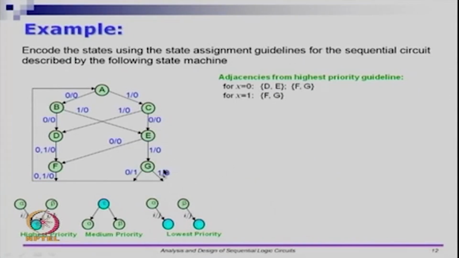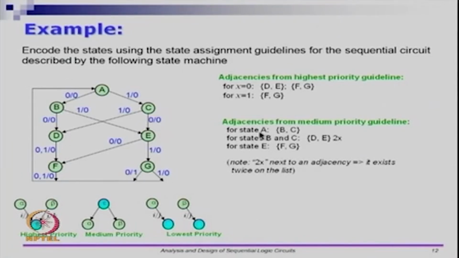Similarly, if you look at F and G, on 0 they both seem to go to A. So we would like F and G to be neighbors of each other. In fact, on 1 also they go to the same state A, so we want F and G to be neighbors of each other. This is the highest priority.